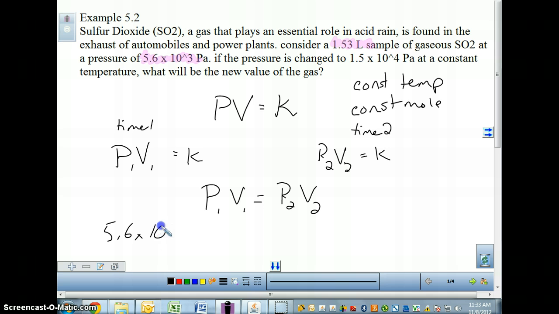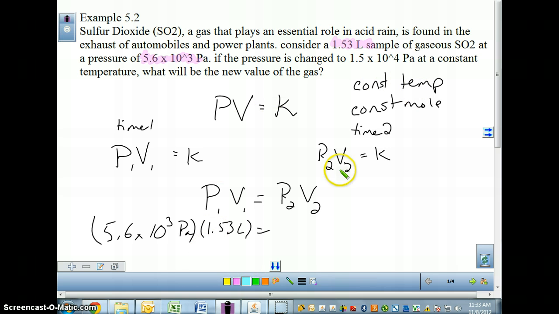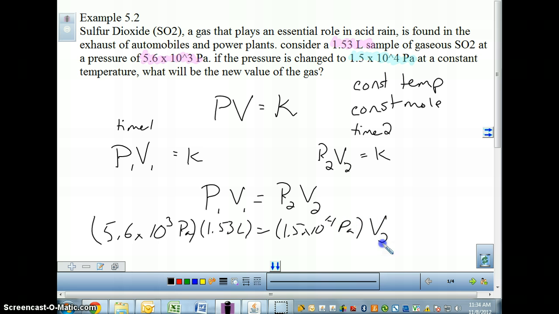5.6 times 10 cubed Pascal times our volume of 1.5 liters equals, now for our second time, we have a pressure equal to 1.5 times 10 to the fourth Pascal times our unknown volume. And we don't know the volume. Let's perform a little bit of algebra to move our pascals over to the left and get volume all by itself.